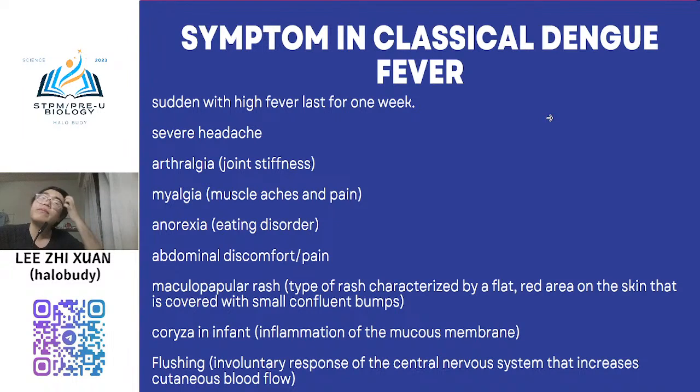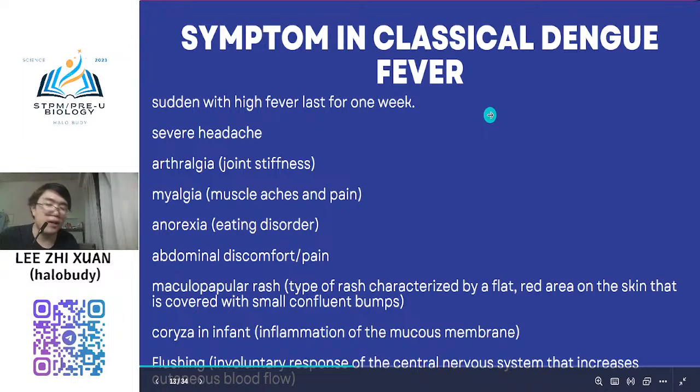Normally, if you get the classical one, you just get high fever and headache, and then joint stiffness. Myalgia, muscle ache, muscle pain, or eating disorder. You don't want to eat. And abdominal discomfort, pain in your stomach. You feel like your stomach is painful, and then you maybe have a maculopapular rash on your skin. Normally it is a vague rash. You can see on your face there is something red. And then inflammation of your mucous membrane. So this is the symptom that you get in classical dengue fever.